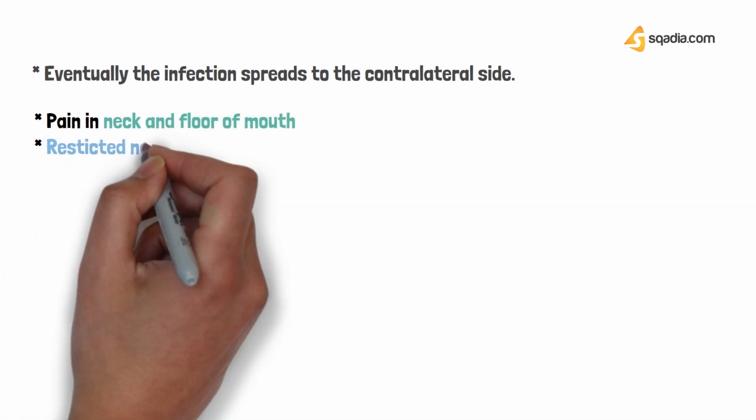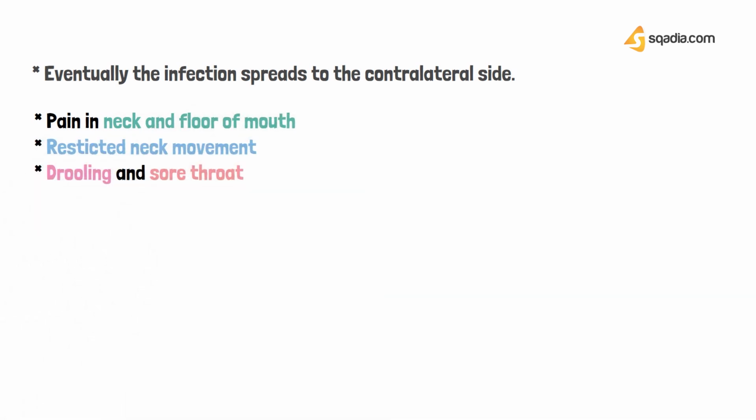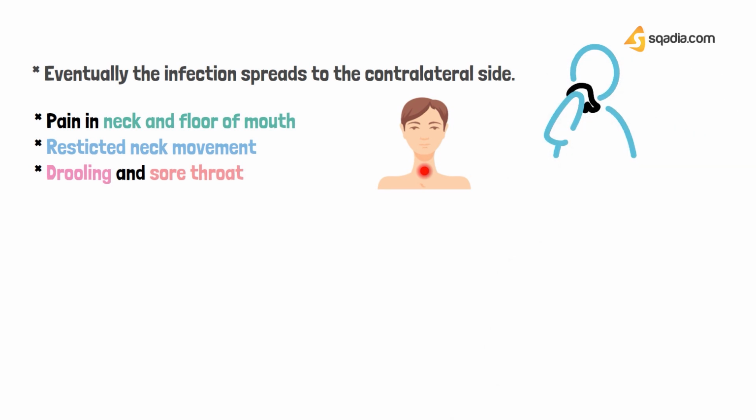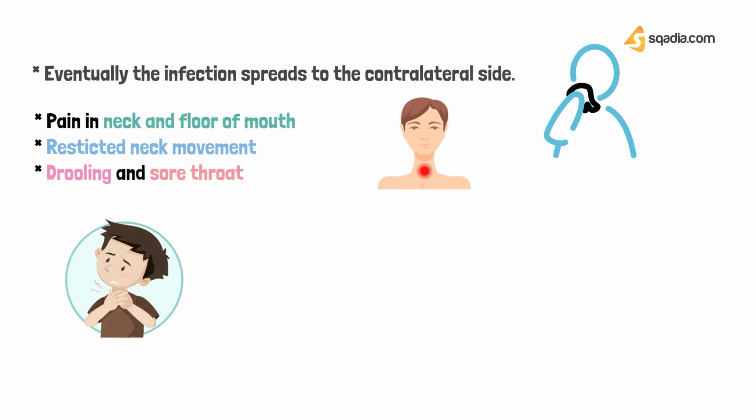So there is going to be pain in the neck and the floor of the mouth. The patient will not be able to move their neck properly, and there may even be drooling and sore throat. There is also something known as dysphagia. It means swallowing difficulty. Because there is swelling of the neck, the patient may have difficulty swallowing.